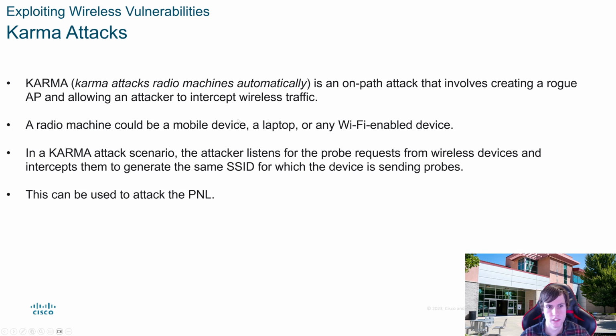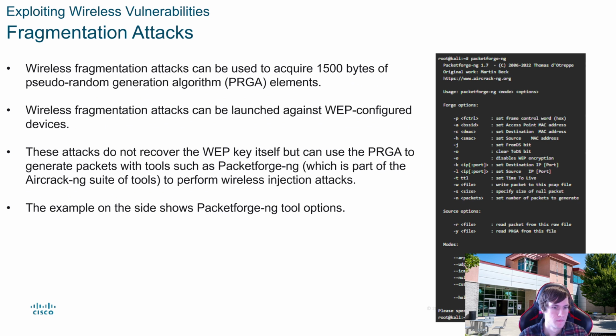In a Karma attack scenario, the attacker listens for the probe request, which is when they're asking who has this SSID, and then it generates the same SSID. That's because it sees something looking like, oh, hey, where's the Brown's house ID? Where is it? And then it sees, oh, someone's looking for that SSID. It generates that same SSID and says, oh, here I am. And then it connects, and now you're on a rogue AP, right?